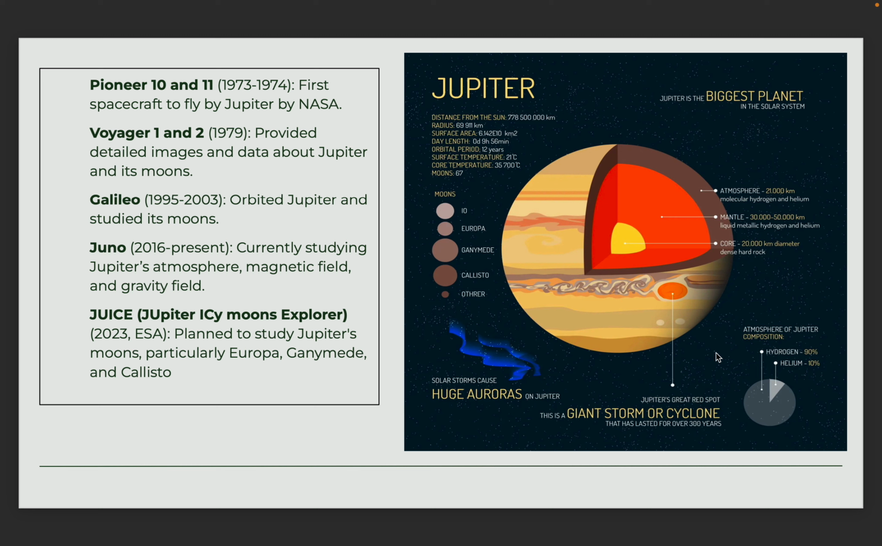And the JUICE mission, which was sent in 2023, was the Jupiter Icy Moons Explorer. It was mainly for studying Jupiter's moons, particularly Europa, Ganymede, and Callisto. It is believed that if we can study these moons and their surfaces, we can get some hints about how the planet formed, how the moons formed, and how gravity affects this formation.